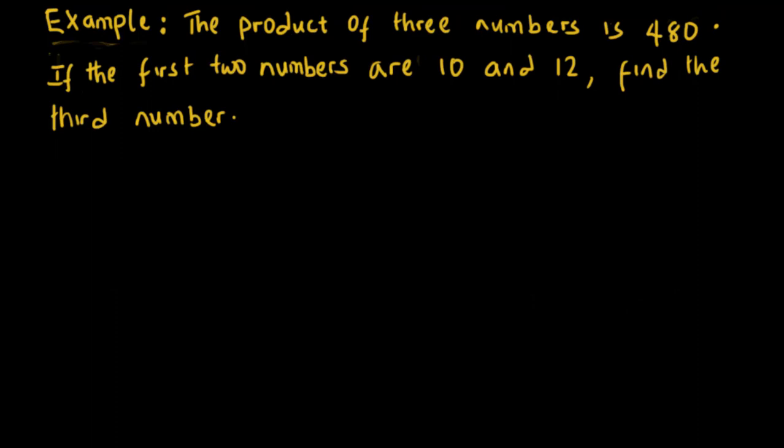So we have this question. The product of three numbers is 480. If the first two numbers are 10 and 12, find the third number. Now remember, the first thing you want to say is let the third number be equals to a letter. So let's say X. Now look, the product of three numbers is 480. So we have three numbers, and they said the product of the three numbers is 480.